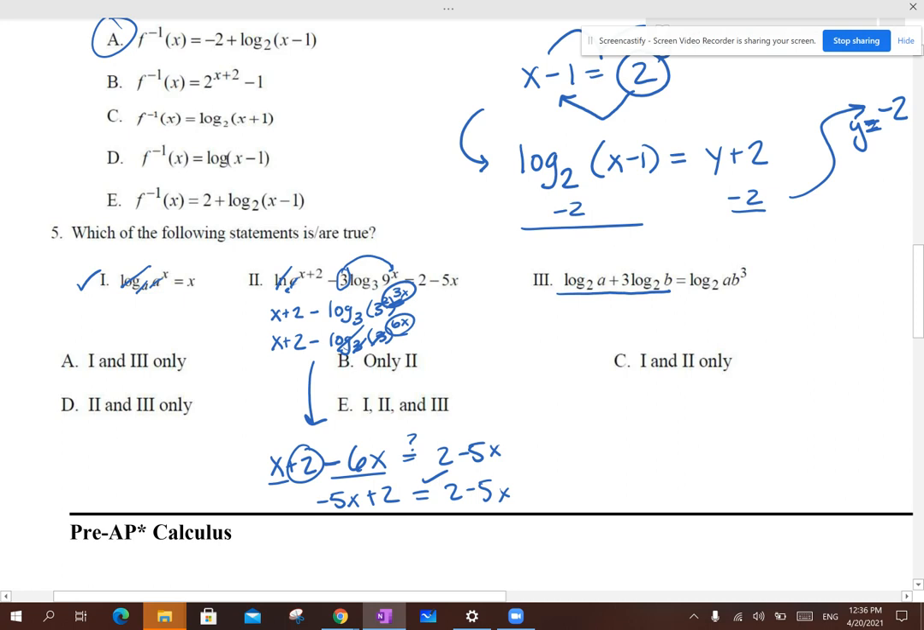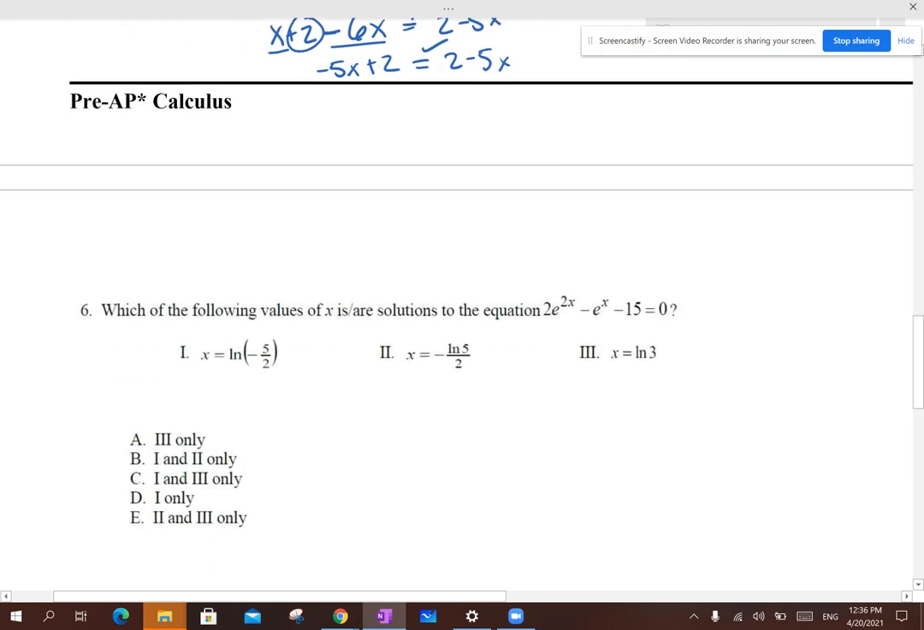All right, now we're going to do the same idea over here with Roman numeral 3. Remember, if you have multiple logs, you can condense them. So I've got log base 2. I've got a multiplication here because of the addition. So it's log 2 of a times b, but that 3 is the power. So it's a b cubed, and that equals log base 2 of a b cubed. So Roman numerals 1, 2, and 3 are correct.